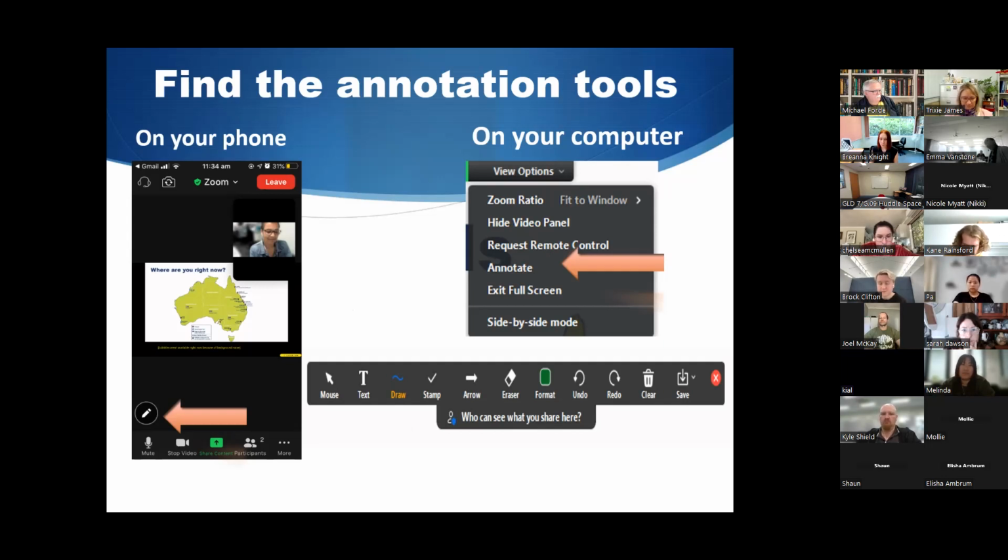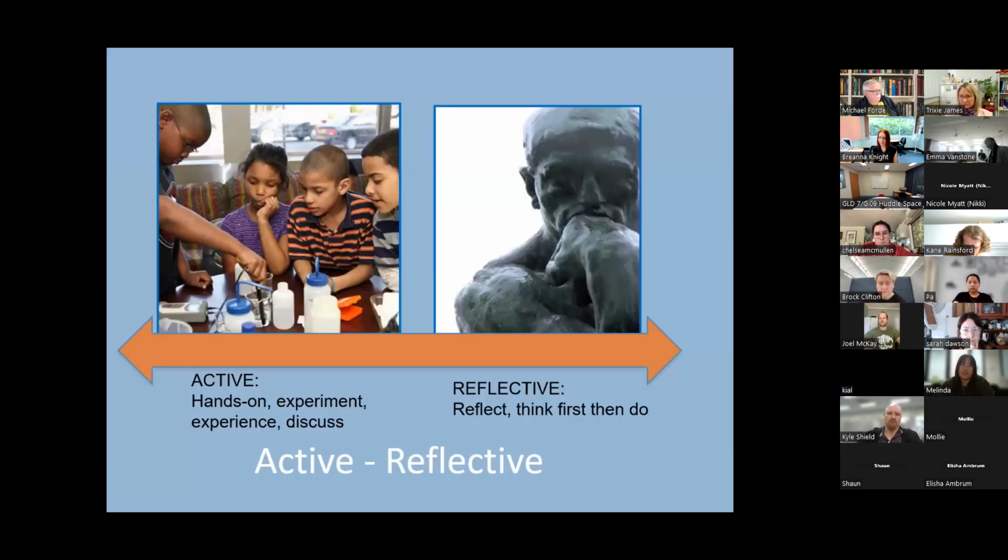Okay, so let me clear all from this screen. Let's start with active and reflective. This is probably the easiest one to understand. So active learners are more hands-on, experimental. They like to get in, have a go, play with things to understand things. That's an active learner. Someone who's a bit reflective might look at an activity or a concept and want to sit back, think about it, take it in before they make the leap and start getting hands-on. So they like to think about it a bit more, reflect.